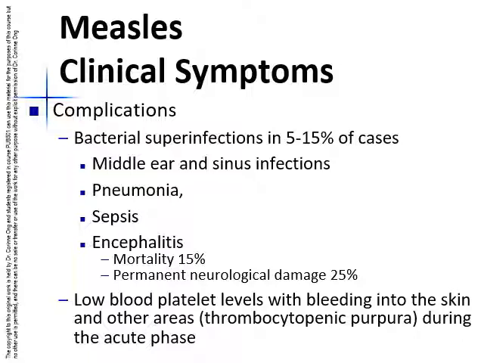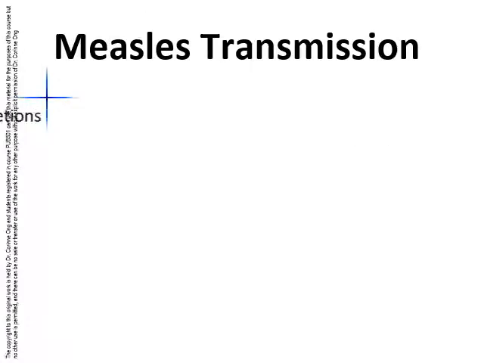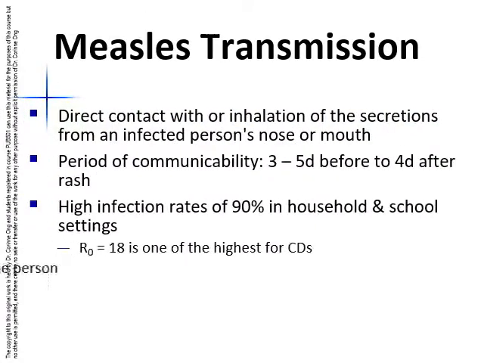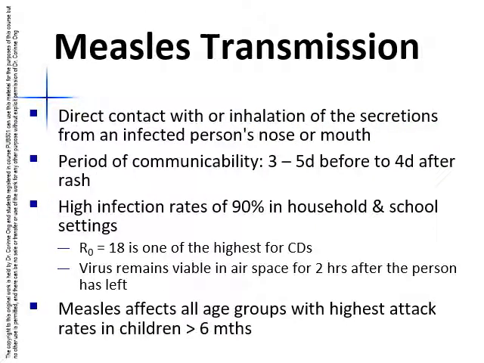Due to the low blood platelet levels, bleeding into the skin and other areas may also occur during the acute phase. Measles is transmitted by direct contact with or inhalation of the secretions from an infected person's nose or mouth. The period of communicability is around 4 days before to 4 days after the appearance of the rash. Measles is very contagious with high infection rates. 90% of close contacts in households and schools will become infected.